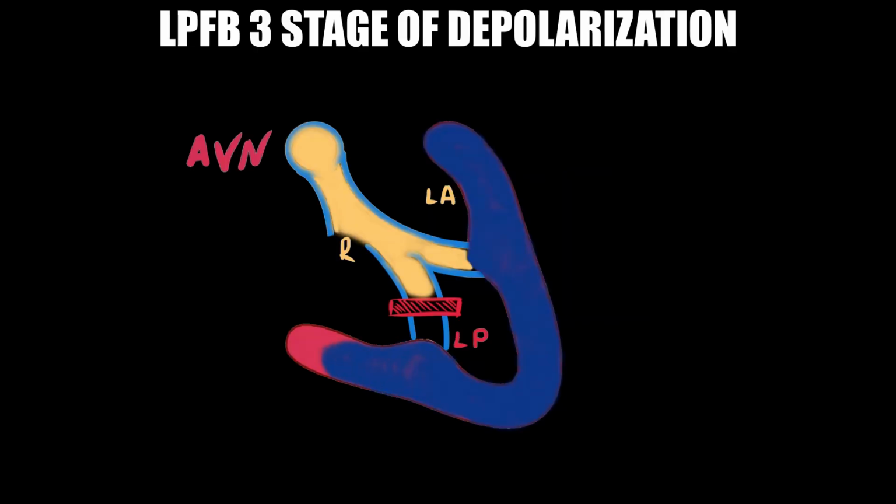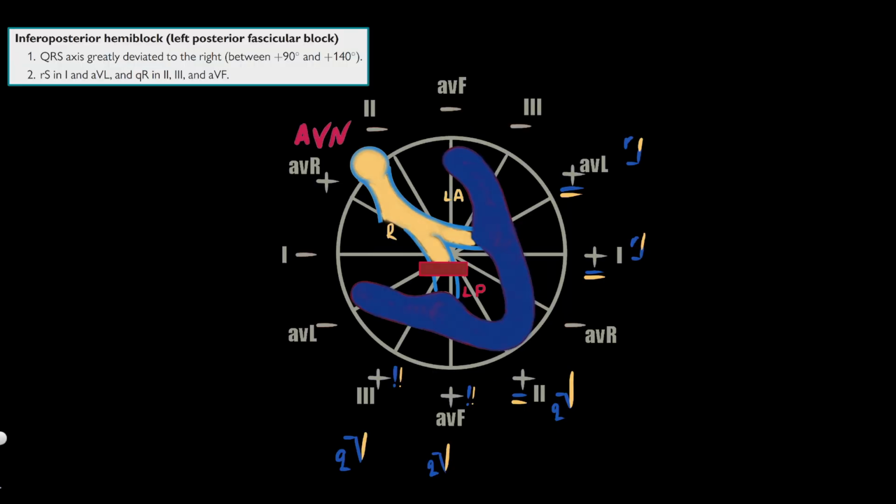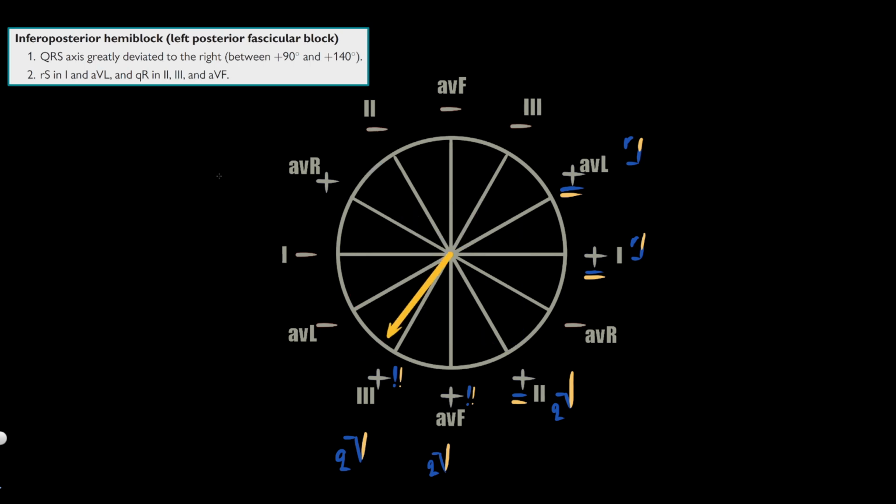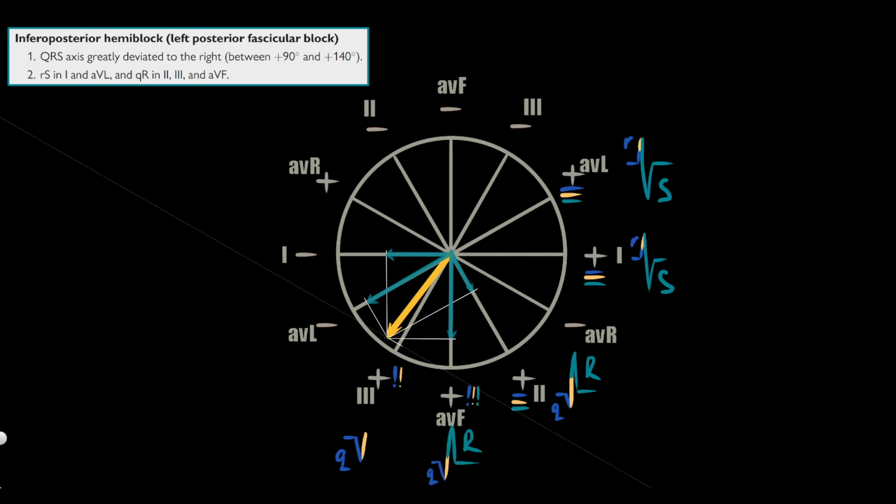The last depolarization stage is oriented even more rightward and downward. So the depolarization vector projects to the negative parts of AVL and first standard lead, causing deep S waves here. The same vector projects to the positive part of the second, AVF and third standard leads and causes high R waves here. This is how the ECG criteria are formed in the frontal plane.